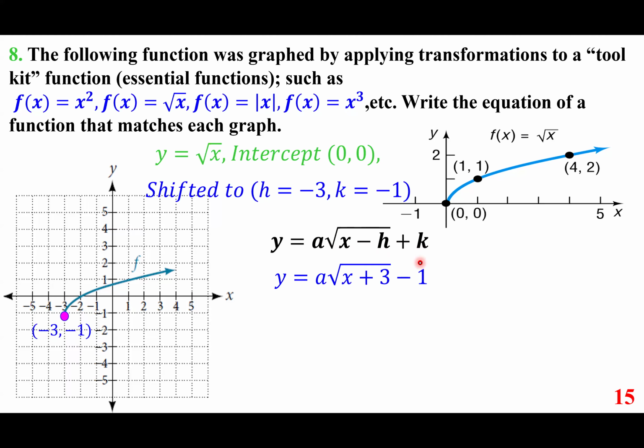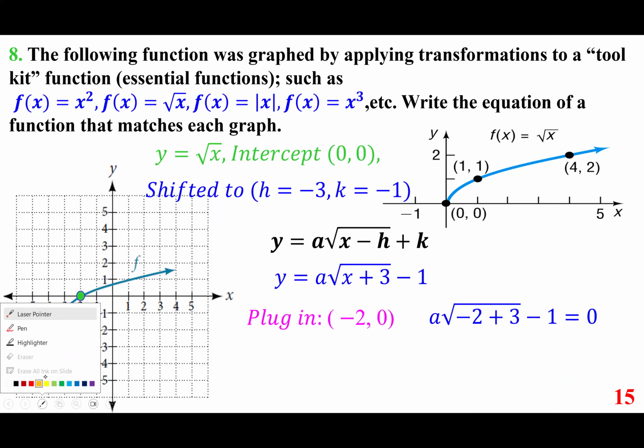And all you have to do, everything is there. All you have to do, plug in one more point. And what is the easiest point? You should recognize the x-intercept at -2, 0. So plug in, meaning a remains, square root of, replace the x with -2 plus 3, minus 1, and replace the y with 0.